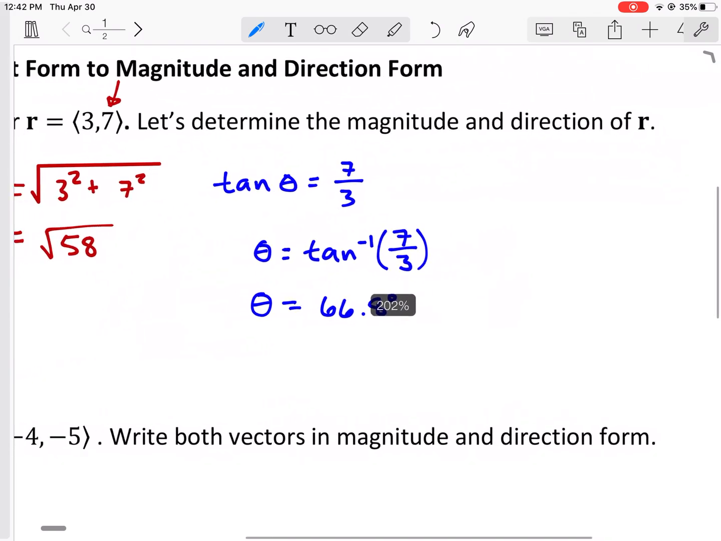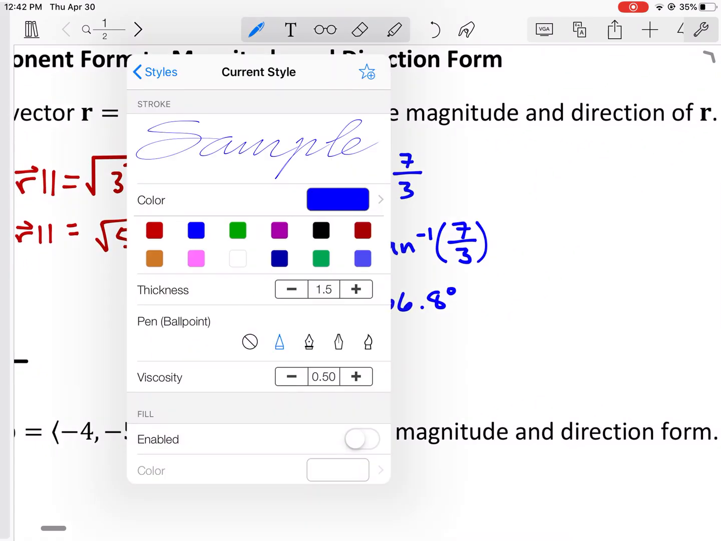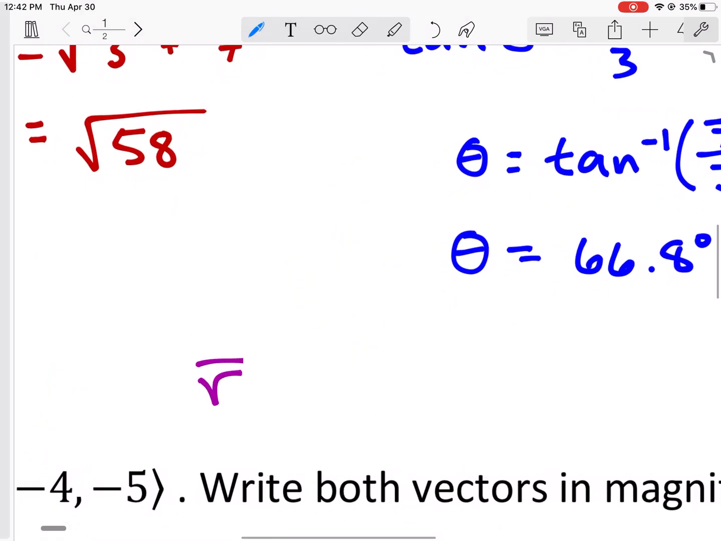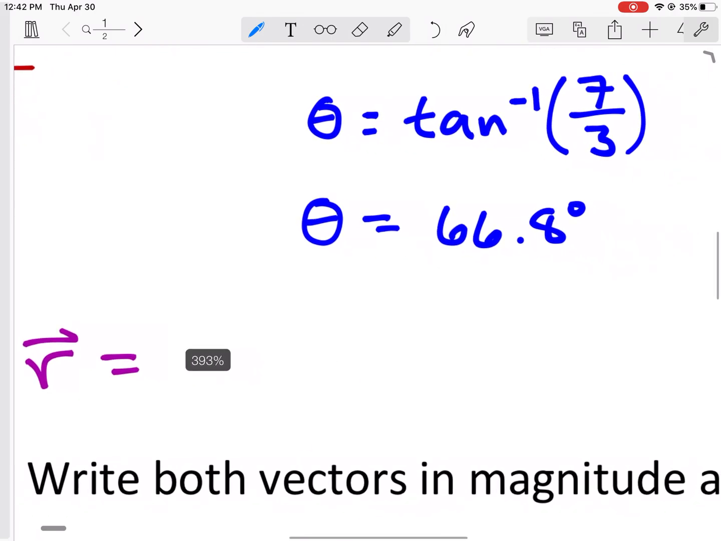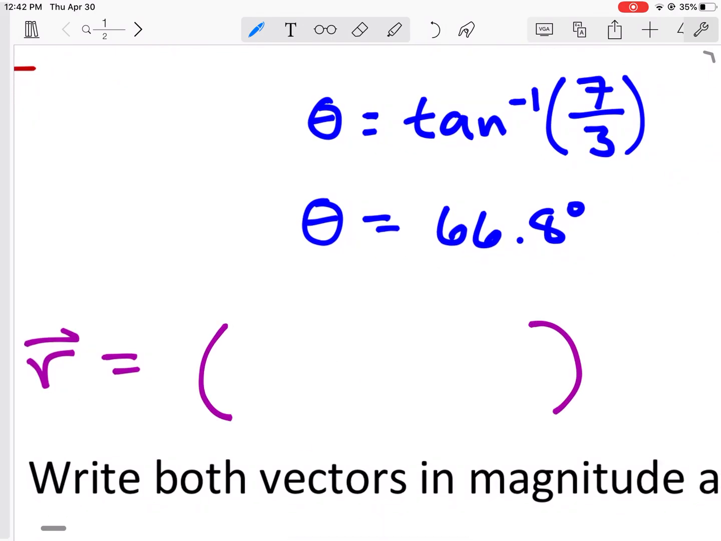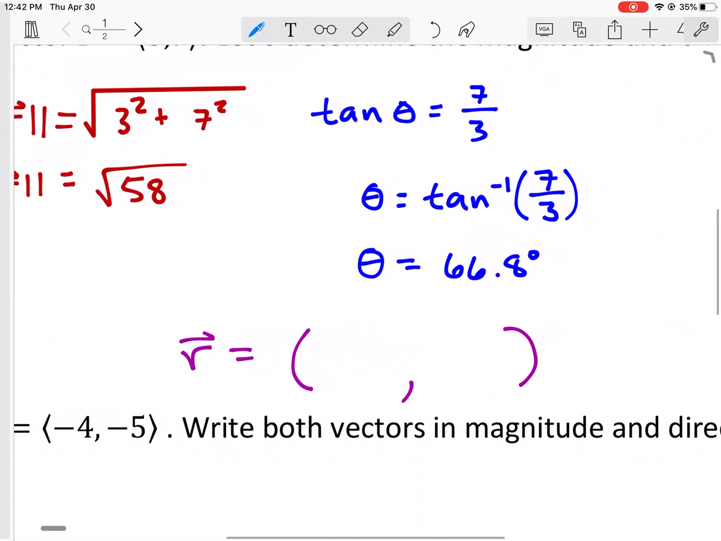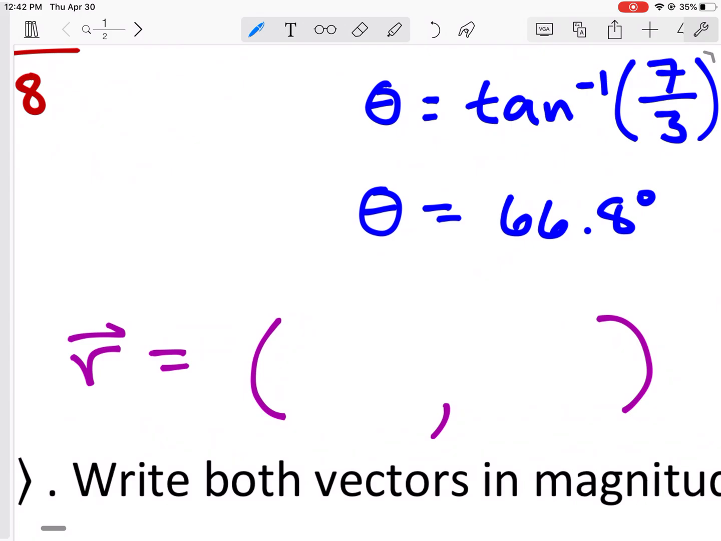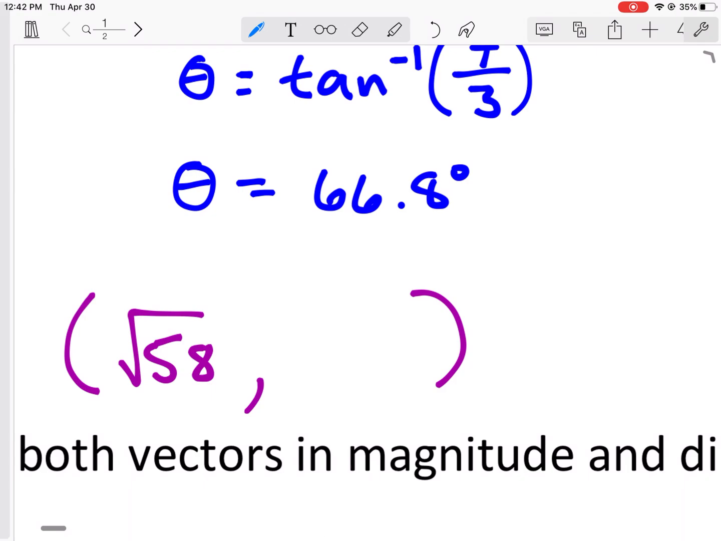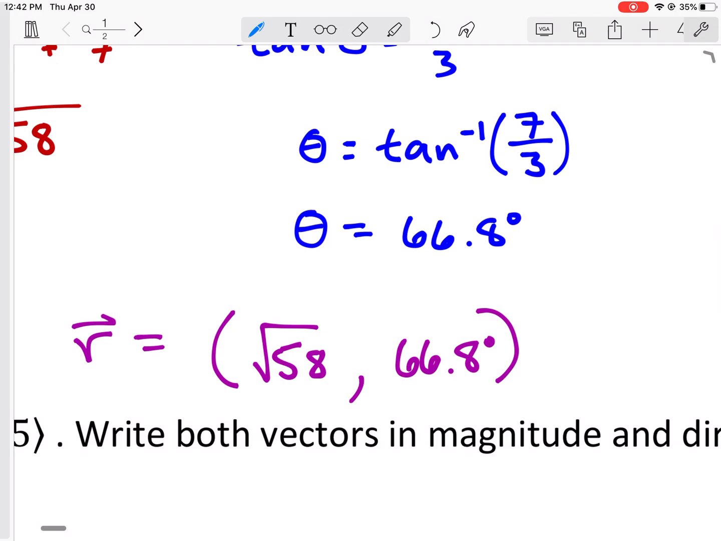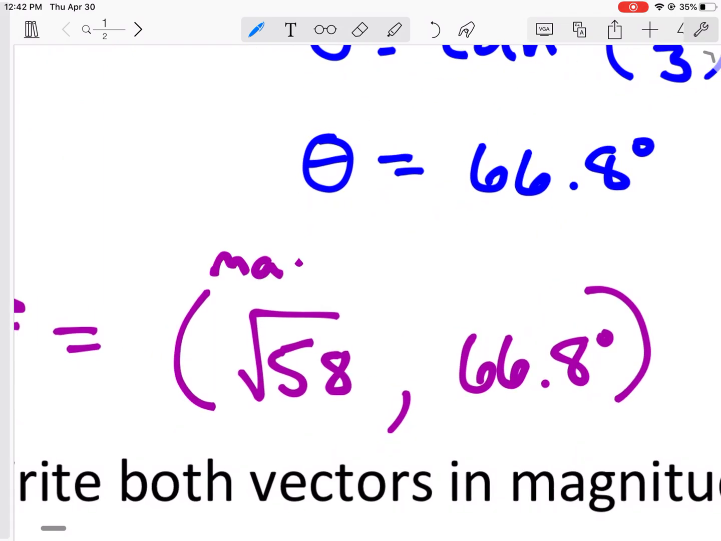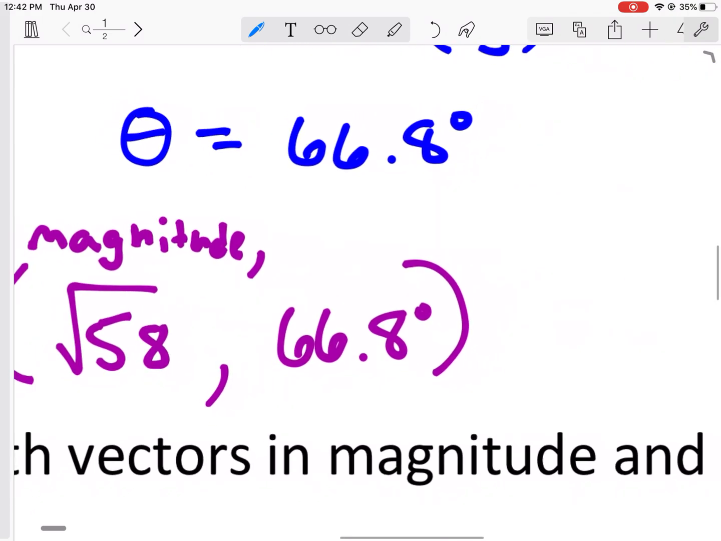Therefore, vector r in magnitude and direction form we'll write as, with parentheses to group it together, its magnitude first, square root 58, comma, its direction. So very similar to polar coordinates. This is the magnitude, comma, the direction.